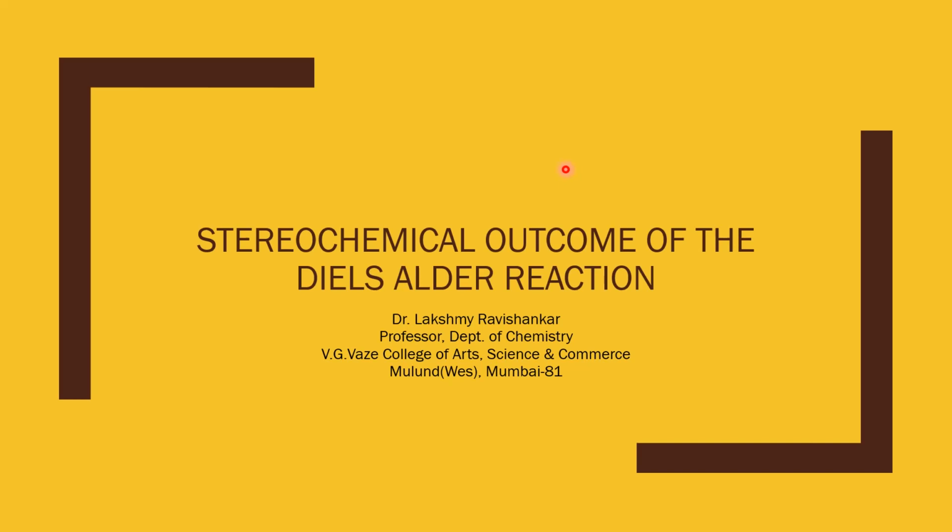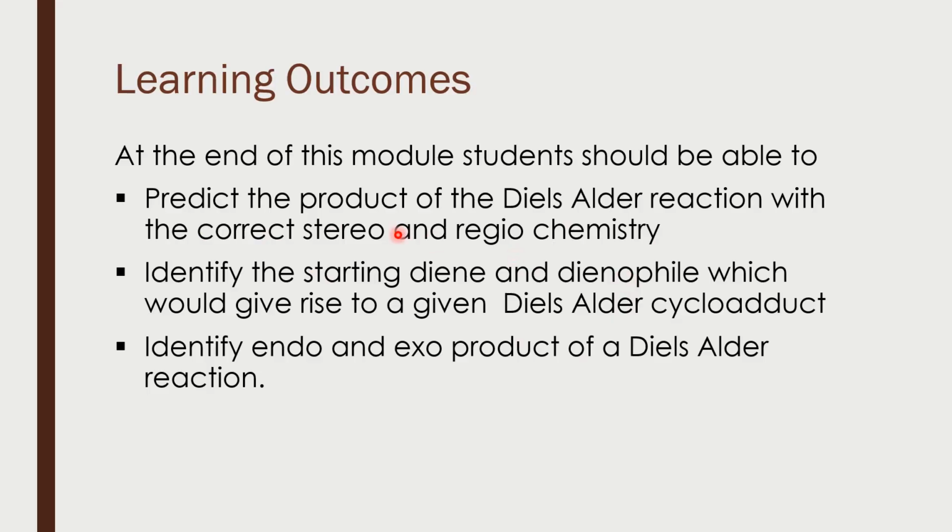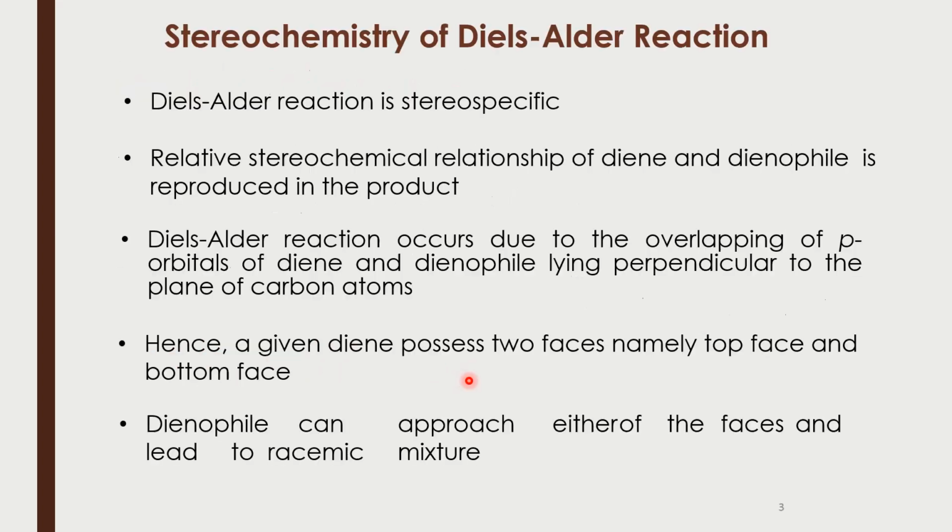Hi, I'm Dr. Lakshmi Ravishankar, and in this module, we'll be discussing the stereochemical outcome of the Diels-Alder reaction. At the end of this module, the student should be able to predict the product of the Diels-Alder reaction with the correct stereo and regiochemistry, identify the starting diene and the dienophile which should give rise to a given Diels-Alder cycloadduct, and identify endo and exo product of a Diels-Alder reaction.